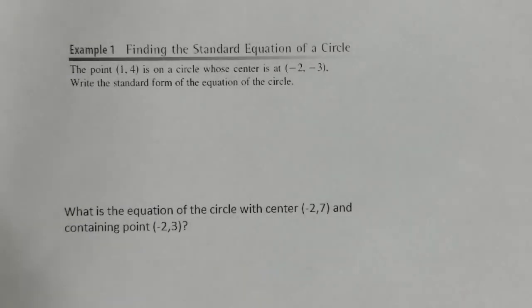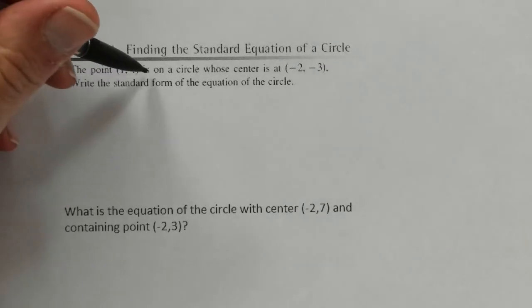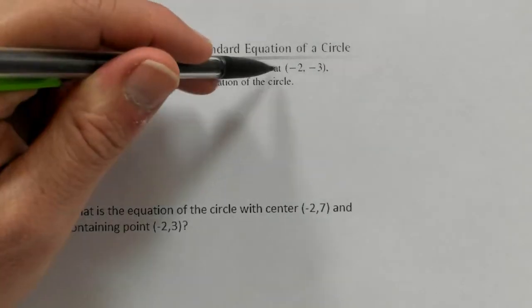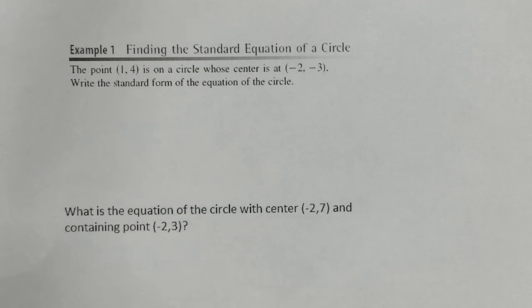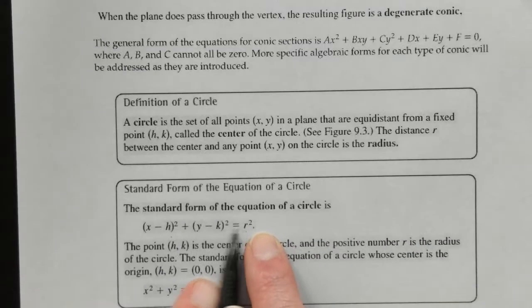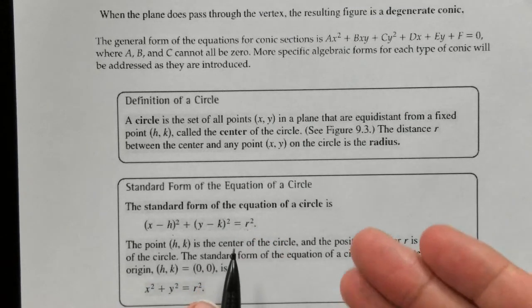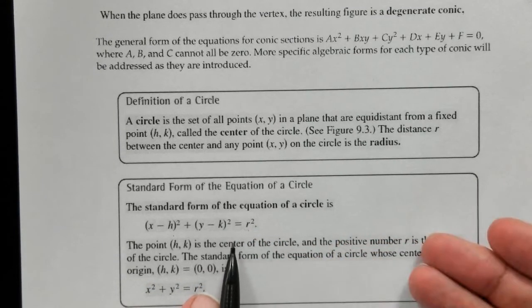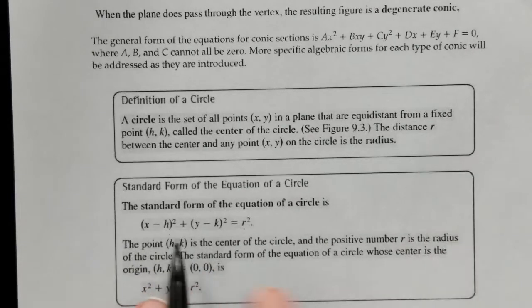Now, what are the types of problems that we're going to be looking at here? Here's the first example. It says the point (1, 4) is on a circle whose center is (-2, -3). Write the standard form of the equation of the circle. To write the equation of the circle, you need two things: the center and the radius. Like to write the equation of the line y equals mx plus b, you need the slope and the y-intercept, the m and the b. Well, to write the equation of a circle, you need the center and the radius.